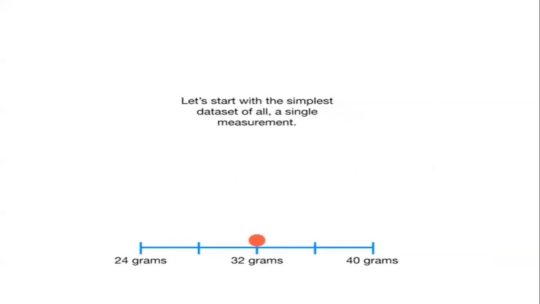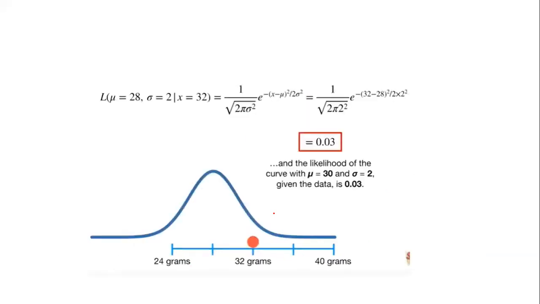To understand the whole concept, let us start with a very simple case with only one measurement. Let us assume that this is the weight of a mouse. There is only one mouse, we are taking only one measurement, and the weight of this mouse is 32 grams. We are trying to represent this through this normal distribution.